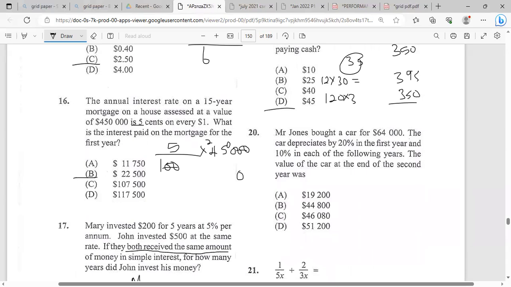Mr. Jones bought a car for $64,000. The car depreciates by 20% in the first year and 10% in each of the following years. The value of the car at the end of the second year was, so I could do that now. So it's going to depreciate. So the value will no longer be 20%, but 80%. But we are doing it the long way. We could have just found 80% of this and got the number, boom, but guess what? Sometimes I do that and students say you're wrong. So we just kind of do it so everybody can follow the working.